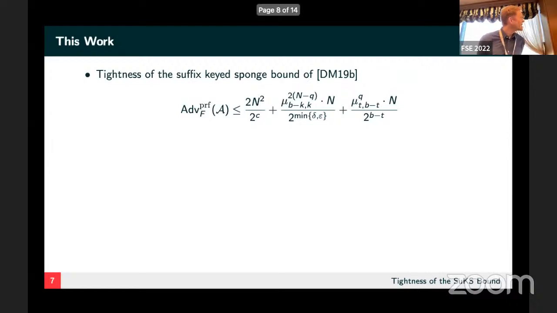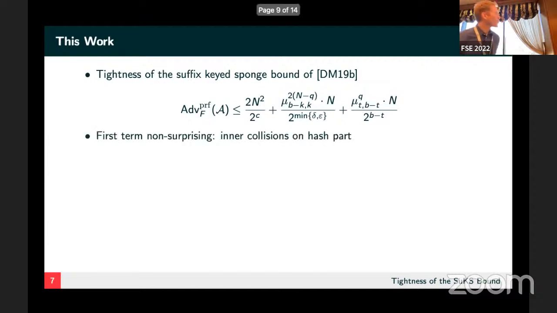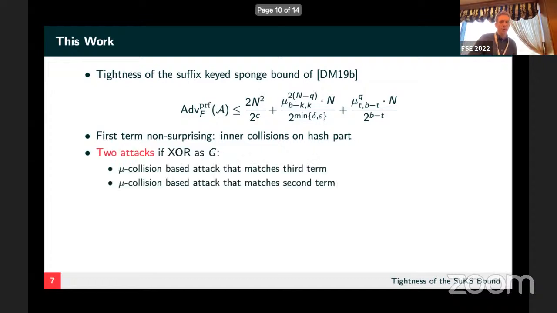And now we actually analyzed this bound from the tightness perspective. So we considered, is this bound tight? Now for the first term, well, it's not surprising. Inner collisions on the hash part, then security is gone, obviously. Then we looked at the second and the third terms. Because we have this multi-collision term, it's not clear what this actually means. Is this just an artifact of the proof, or can we actually break it? And we looked at 2 different settings. One of them is where we simply take the XOR as G. So the key is just XORed into the state.